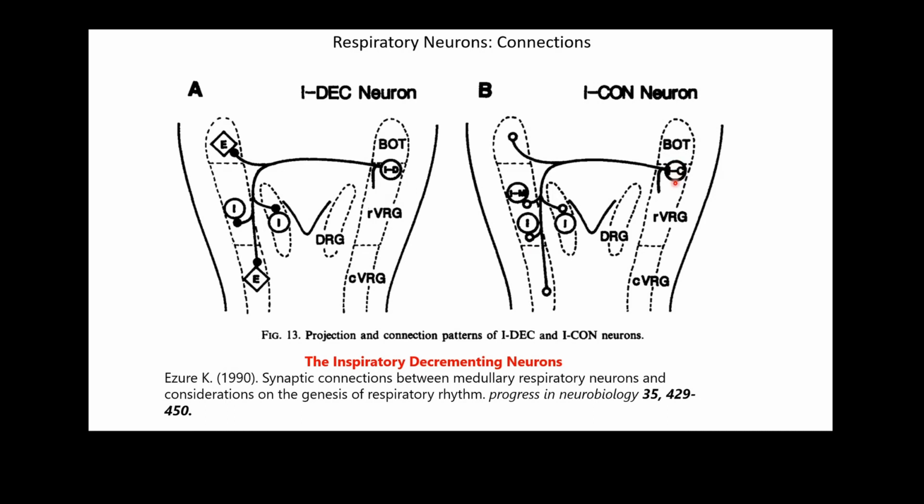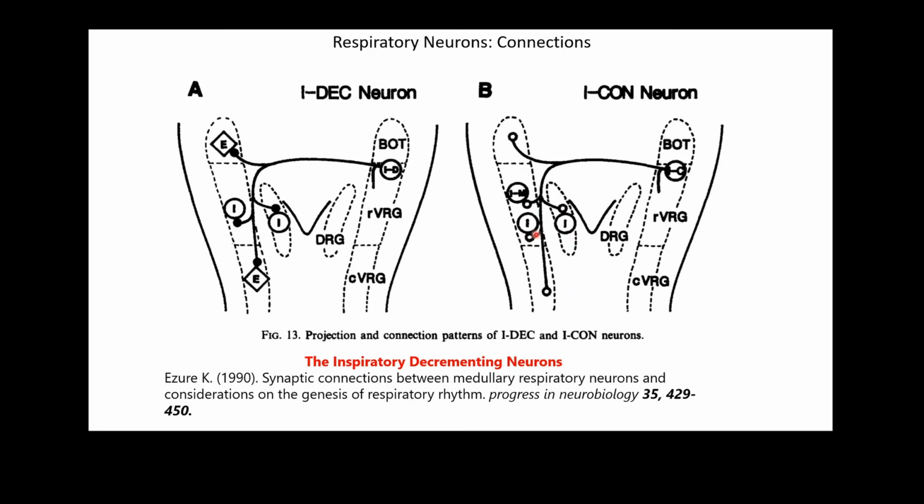This is probably the site of the retrotrapezoid nucleus and the central chemoreceptor. But at the time, 1990, we didn't know about that. And they have excitatory connections, probably on the same side, ipsilateral, and certainly on the contralateral shown here, in all regions of the respiratory neurons that have axons driving down the spinal cord.